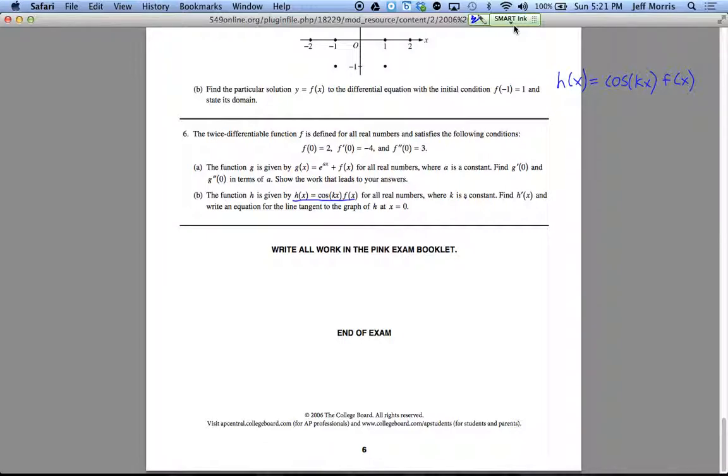Okay, here we go. All right, the graph of h is given. K is a constant. Find h prime of x and write an equation for the line tangent to h at 0. So I might as well go ahead and know that I'm going to find h of 0 and what else?